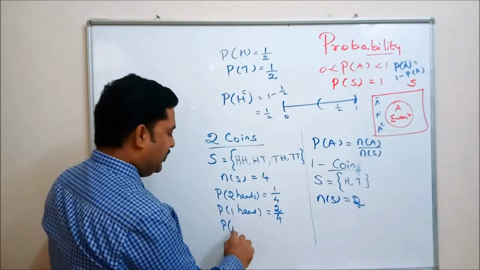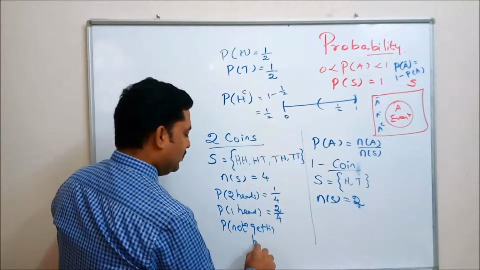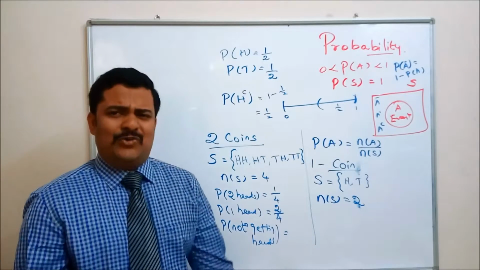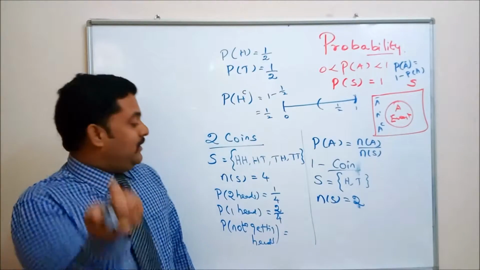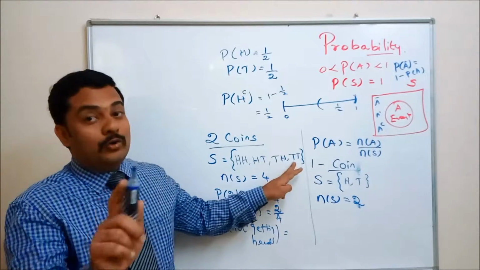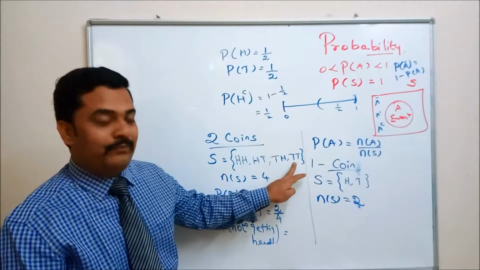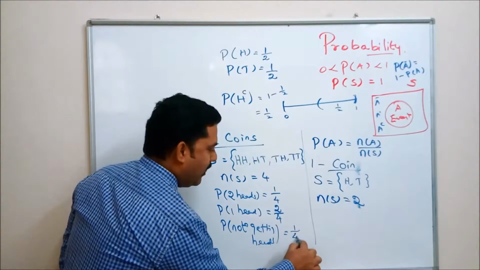What is the probability of not getting any head? I don't want head, so I need only tail. Where is the tail? Here. Only tail, I don't want head. Very good. That is 1. Only 1. So it is 1 divided by 4.